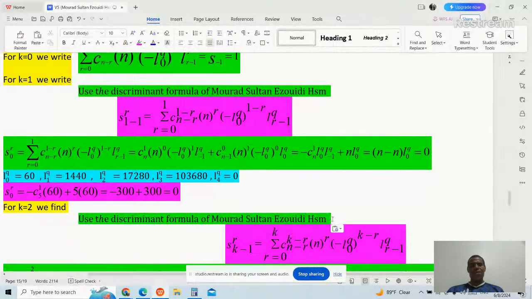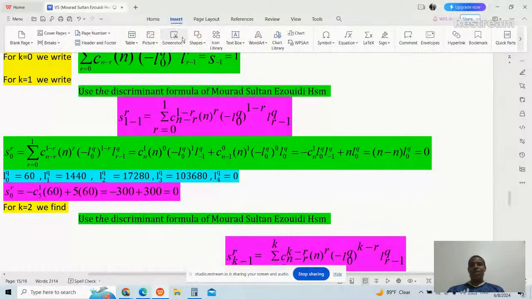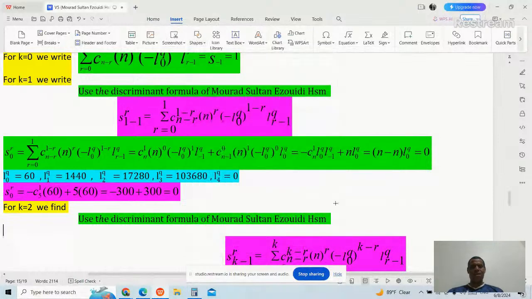Okay, so this one, learners, is called the discriminant formula of your teacher, Mourad Sultan Ezouidi. And you are lucky simply because you get new methods to work with polynomials and to know each part in the polynomial by the method of your teacher, Mourad Sultan Ezouidi. So therefore, I just use this one. Therefore, this is the formula of Mourad Sultan Ezouidi.